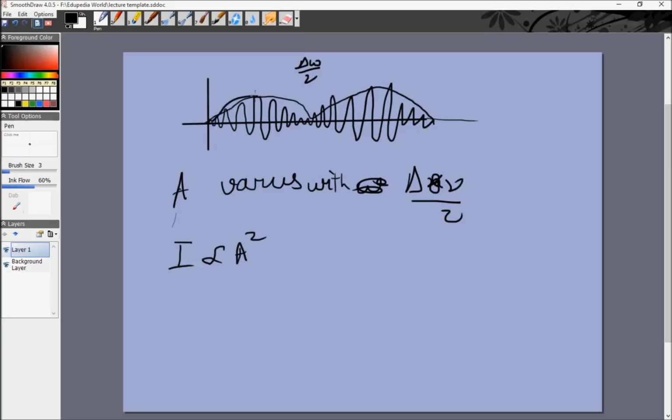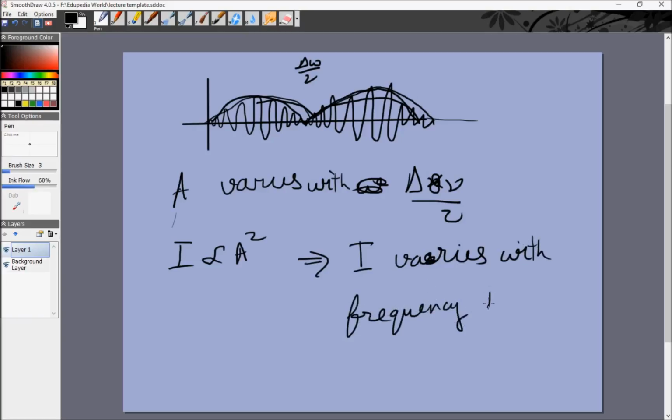So it varies at twice the speed, right? This is analogous to the kinetic energy varies as twice the frequency of the velocity in simple harmonic motion, right? Because it's v squared, it's always positive. So what that tells us is the intensity varies with frequency delta mu. And this is the most important result of beats.